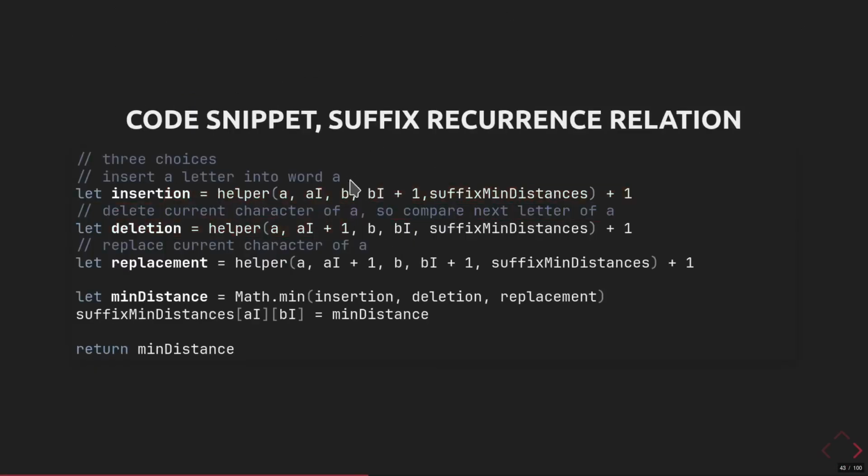So insertion: you insert a letter into word A, then that allows you to match the current letter at A, but then you match with B, so the index for the second word advances. And what about deletion? Well, you delete the current character of A, so you advance the index for A forward.